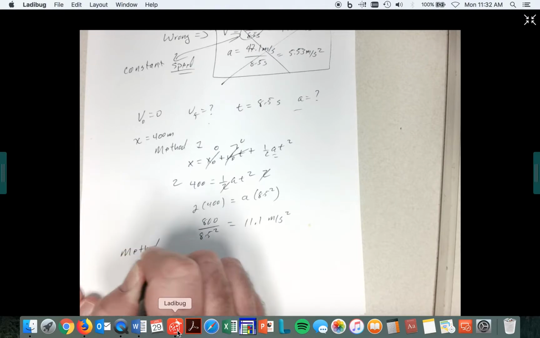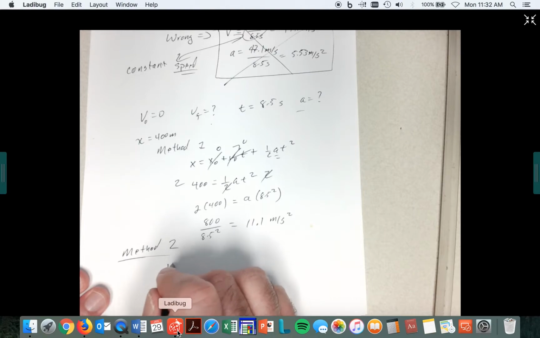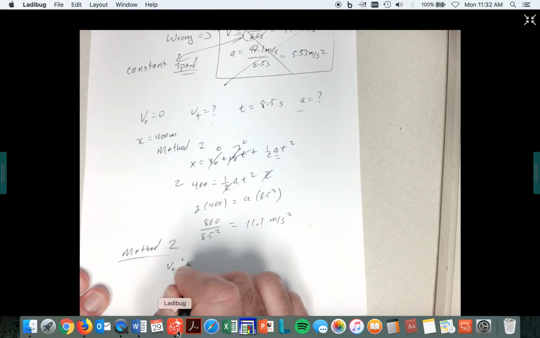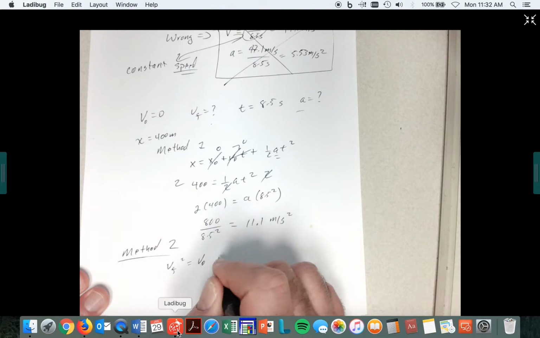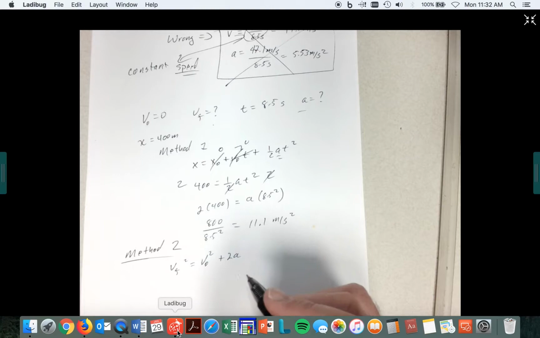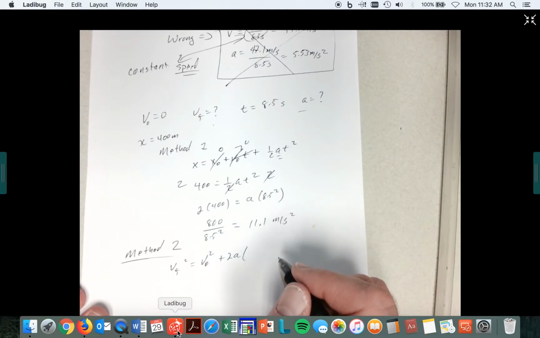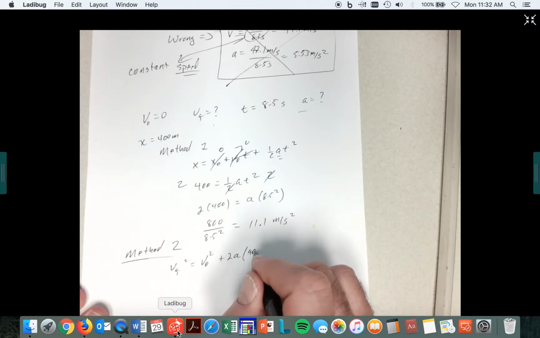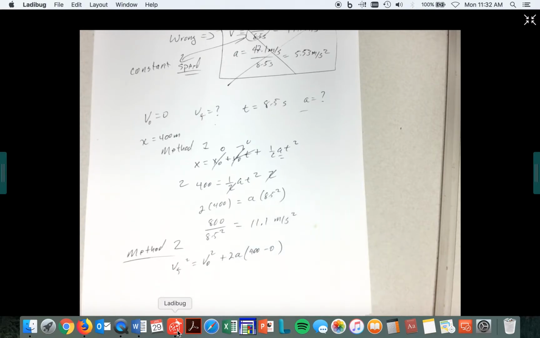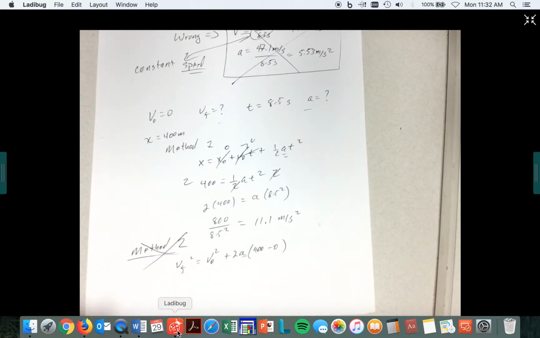Then once you get these, the others come in handy. Okay. Method 2. You could use this equation: V final squared, which I don't know, is equal to V naught squared plus 2A times 400 minus 0. Oh, we can't use that one, because I don't know what the acceleration is and I don't know what that is. So, no method 2. But that's how you do it.